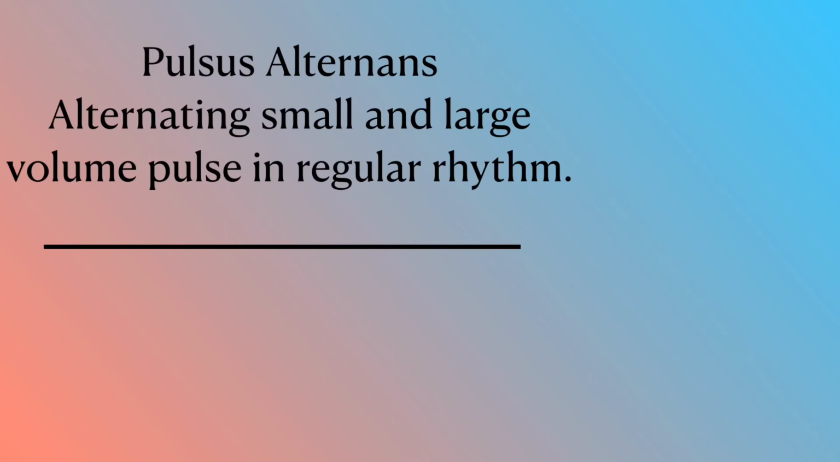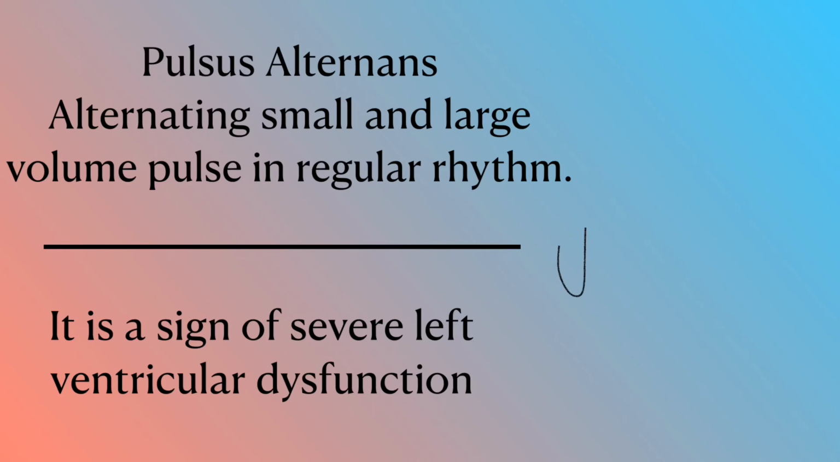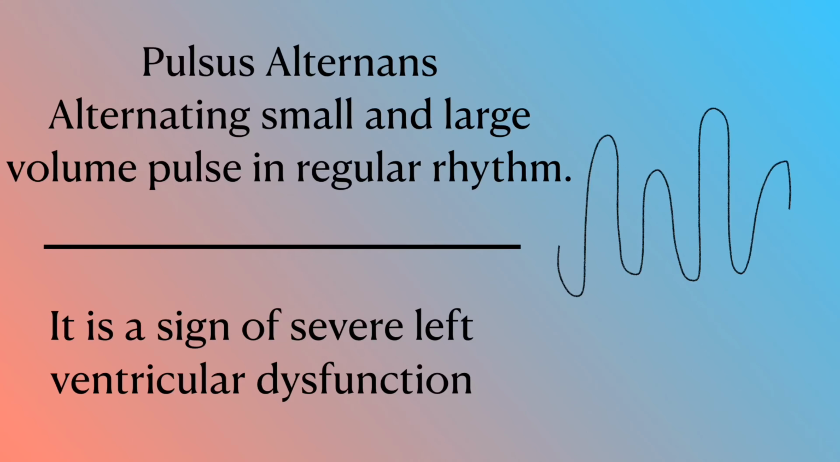Then coming to pulsus alternans. Alternating small and large volume pulse in regular rhythm. It's a sign of severe left ventricular dysfunction.